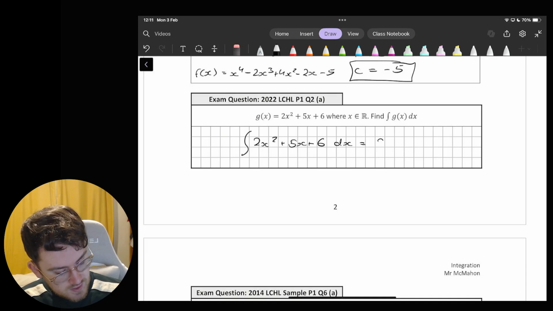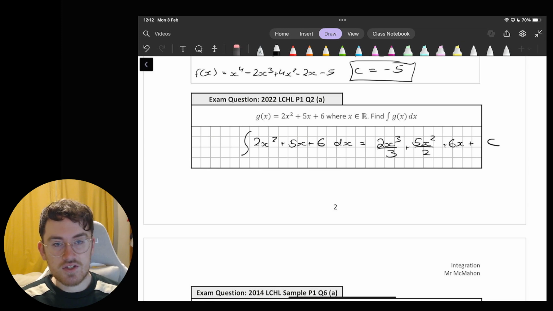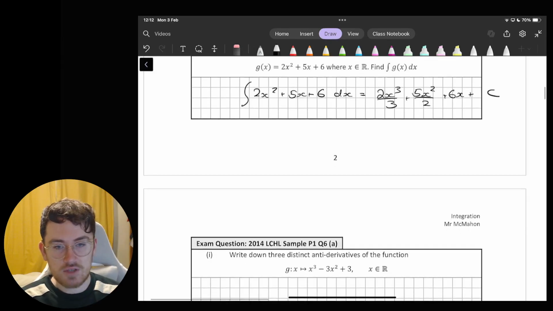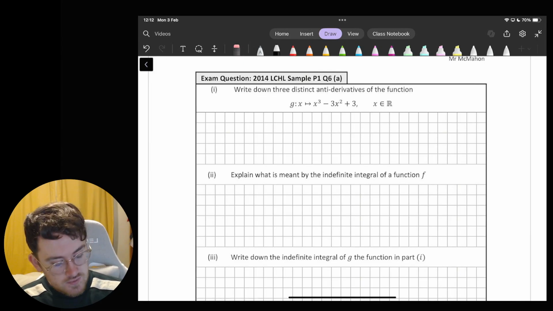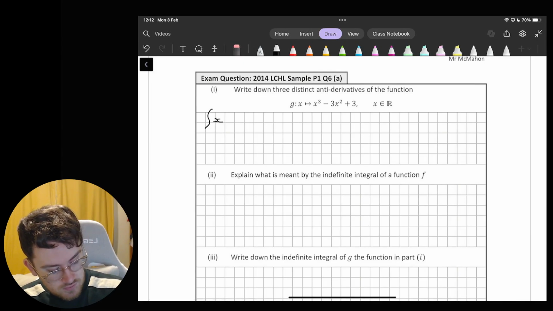So integrating that, raise the power, divide by the new power, raise the power to 2, divide by 2, raise the power, and include that plus c also. And that's the best we can do. We have no further information, at least in this part of the question. It may have gone on to give more information. Write down 3 distinct antiderivatives. So let's integrate the function first of all using that constant of integration.